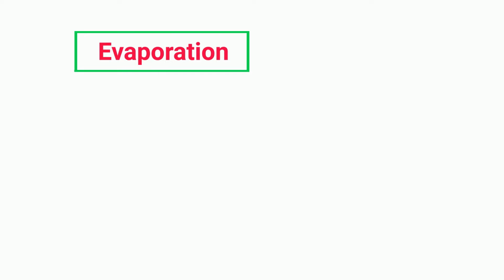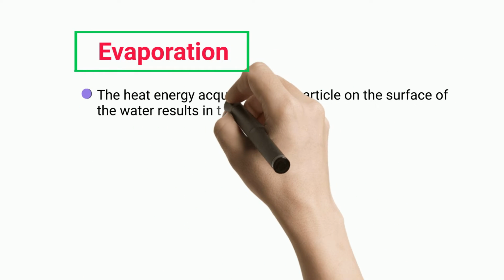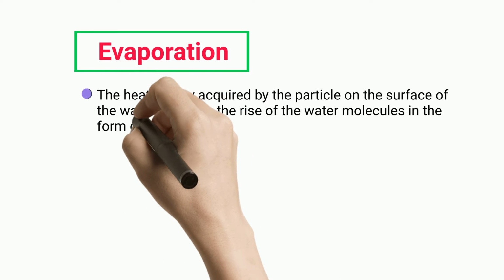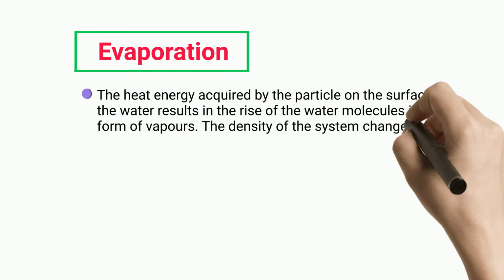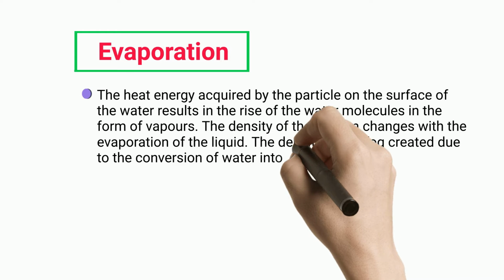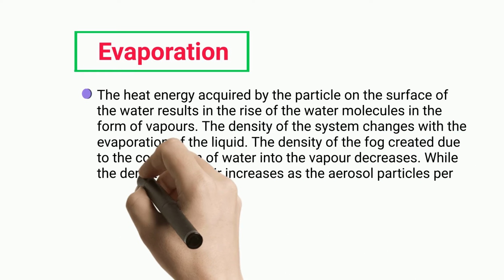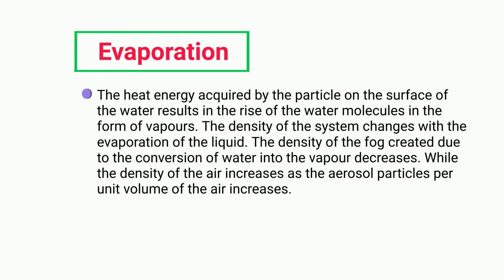Evaporation. The heat energy acquired by the particles on the surface of the water results in the rise of the water molecules in the form of vapors. The density of the system changes with the evaporation of the liquid. The density of the fog created due to the conversion of water into vapor decreases, while the density of the air increases as the aerosol particles per unit volume of the air increase.